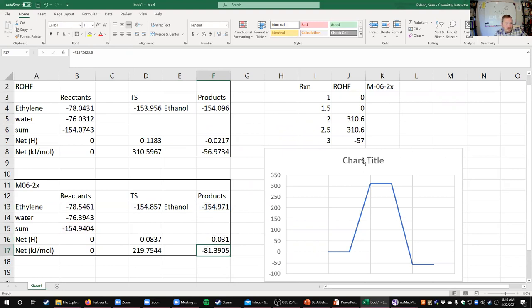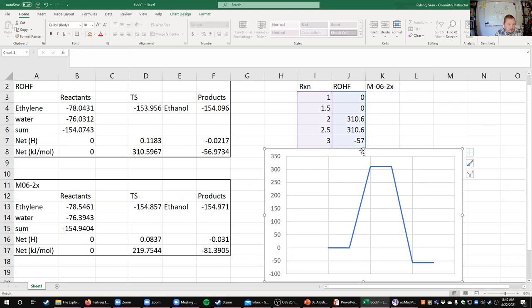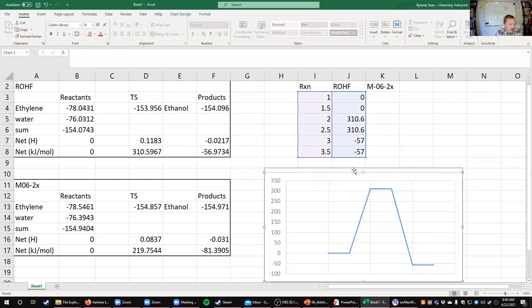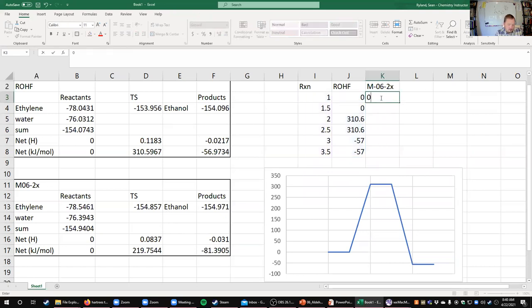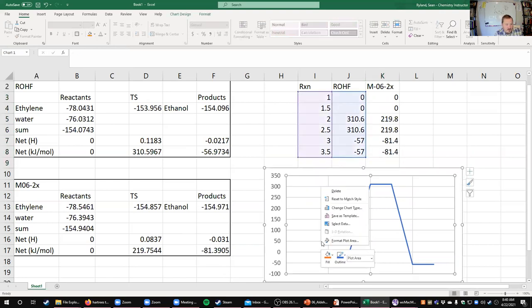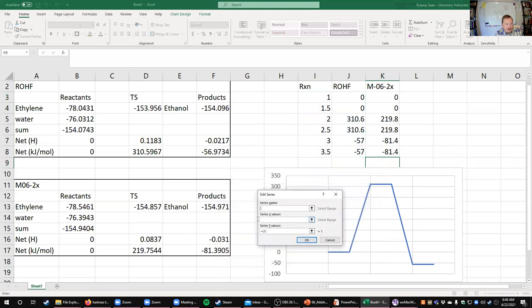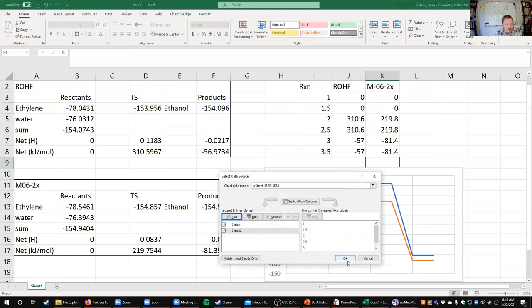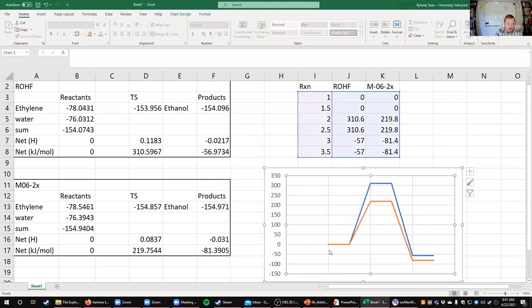So now we get numbers that look a little bit different than up above. 219.8. And so to plot those on the same graph, we would just go back to select data. We would add another series. We pick our X values, pick our MO6 numbers for our Y values. And we get two potential energy surfaces on the same set of axes that way.